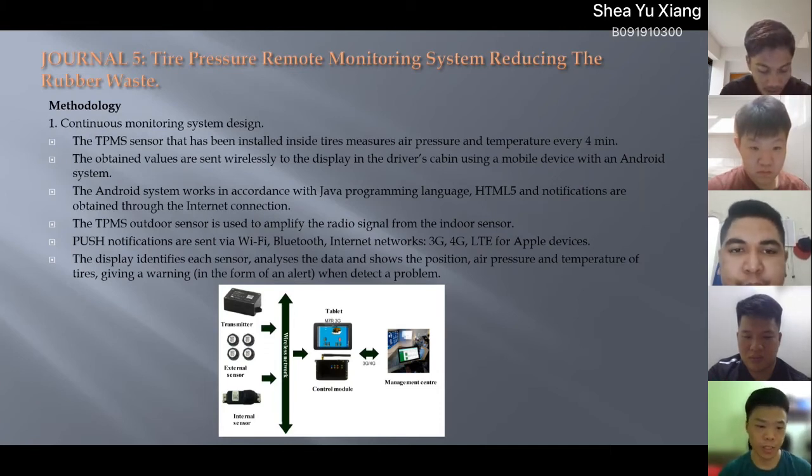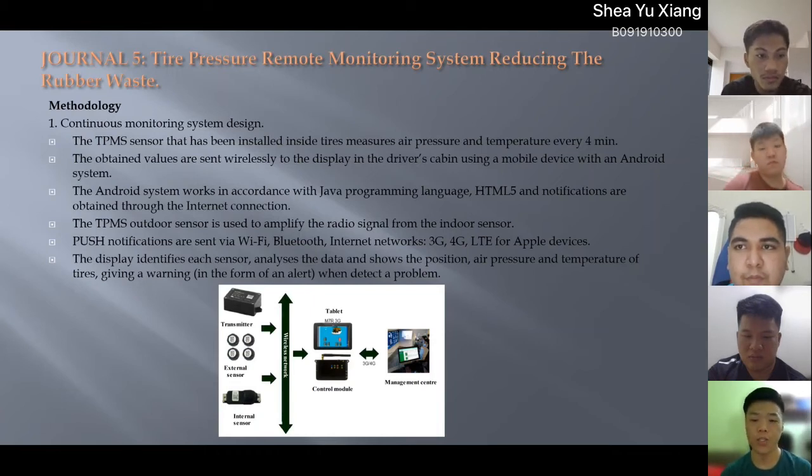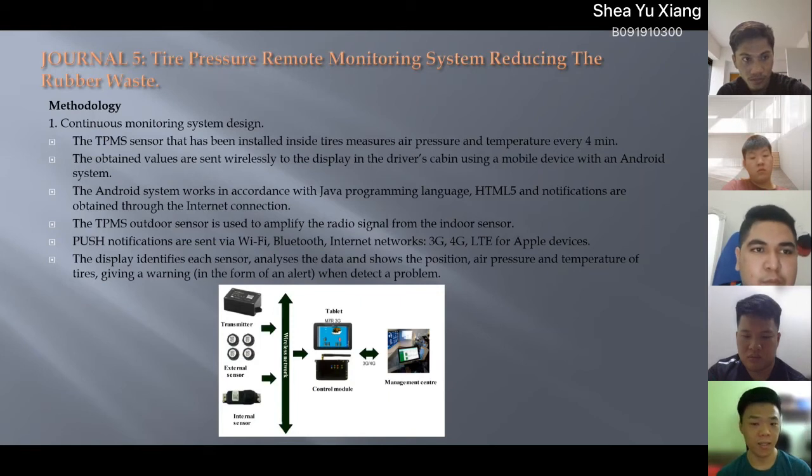the internet connection. And the TPMS outdoor sensor is used to amplify the radio signal from the indoor sensor. So for Apple devices, push notifications are sent via Wi-Fi, Bluetooth, or internet networks like 3G, 4G, or LTE. And the last is the display, which identifies each sensor, analyzes the data, and shows the position, air pressure, and temperature of tires, and also gives a warning in the form of an alert when it detects a problem.